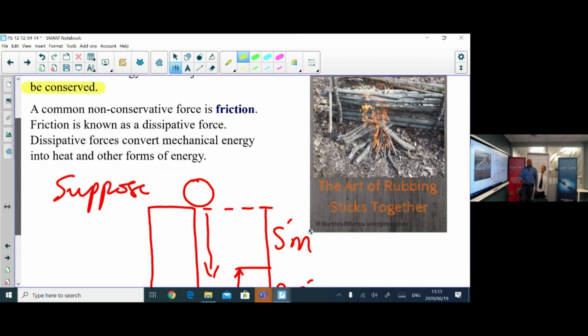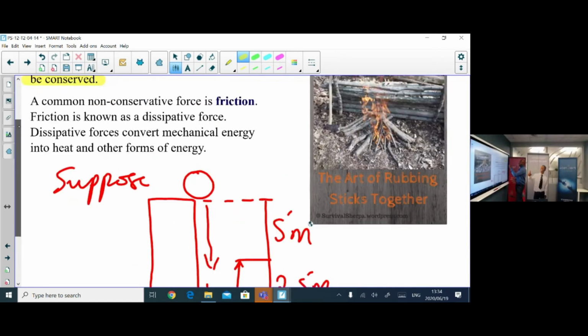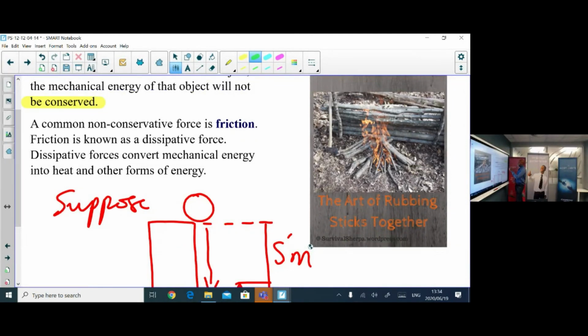In other words, energy has been transferred to other forms. It's either heat or sound. If you have a ball, you can hear a sound when it reaches the ground. That is the energy that has been lost during the motion. Normally we call it friction, and it is called a dissipative force. With dissipative forces, we talk about the loss of energy. All the time you lose energy. Dissipative forces convert mechanical energy into heat and other forms of energy.